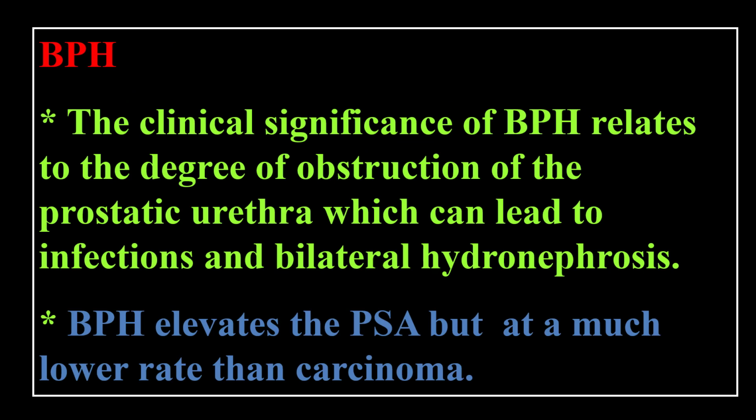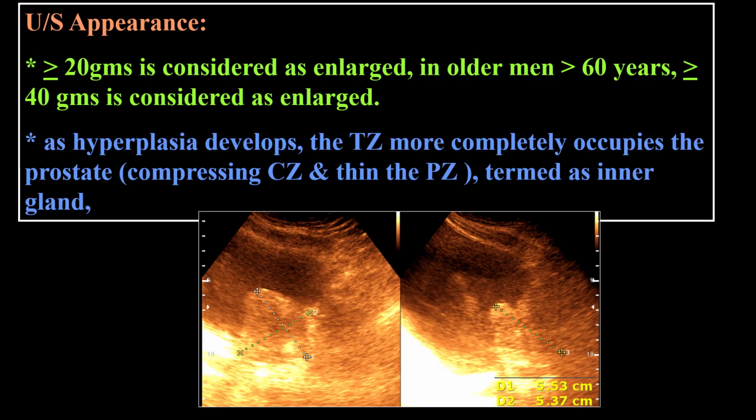The clinical significance of benign prostatic hyperplasia relates to the degree of obstruction of the prostatic urethra, which can lead to infections and bilateral hydronephrosis. Benign prostatic hyperplasia elevates PSA.